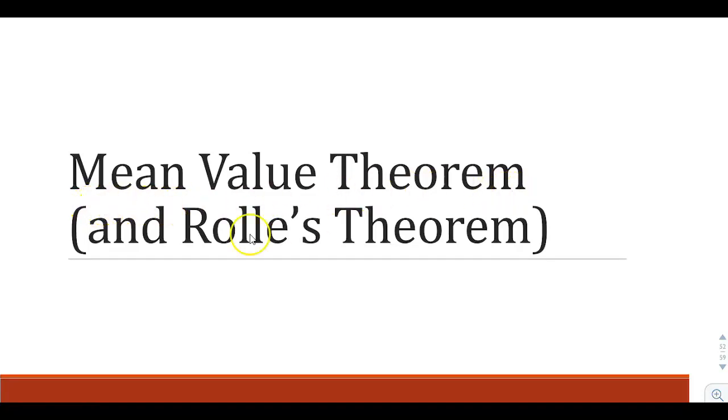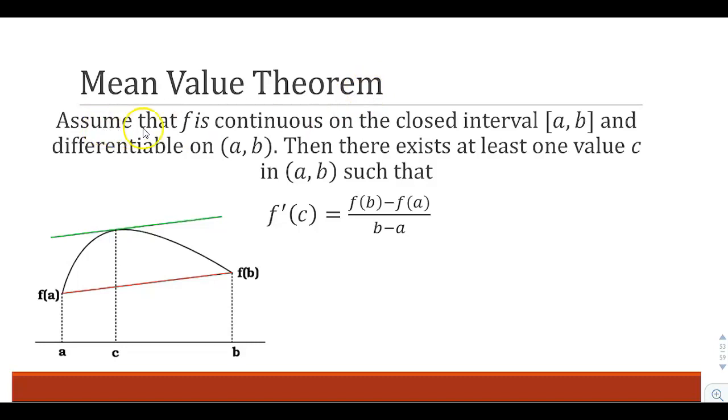The mean value theorem and Rolle's theorem. The mean value theorem. Assume that f is continuous on the closed interval a to b and differentiable on the open interval from a to b. Then there exists at least one value c in (a, b) such that f prime of c equals f of b minus f of a over b minus a.